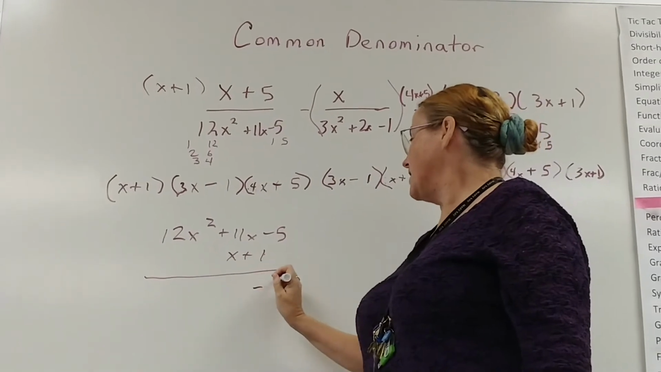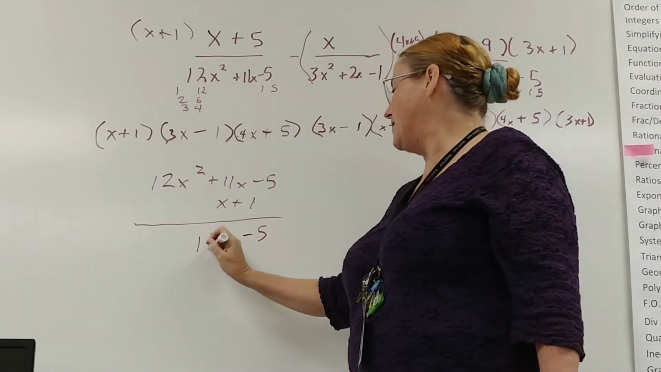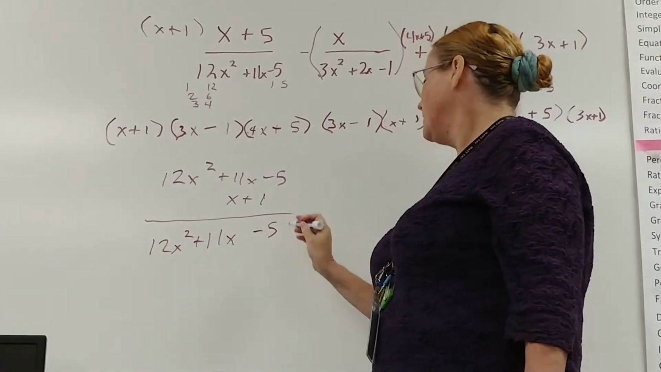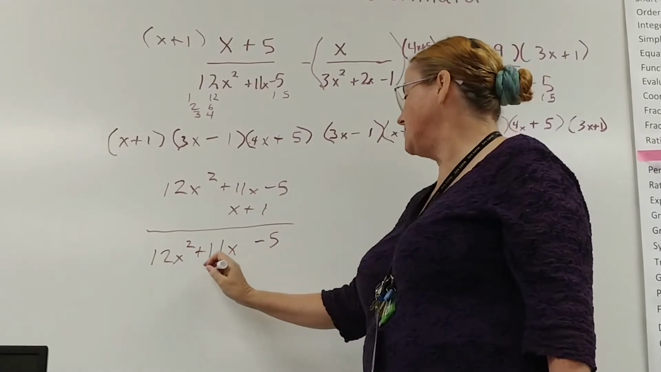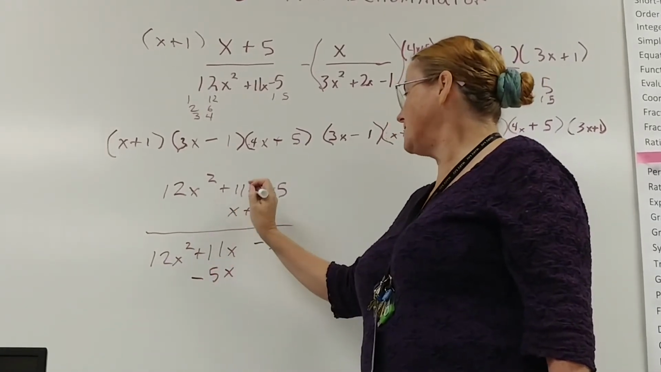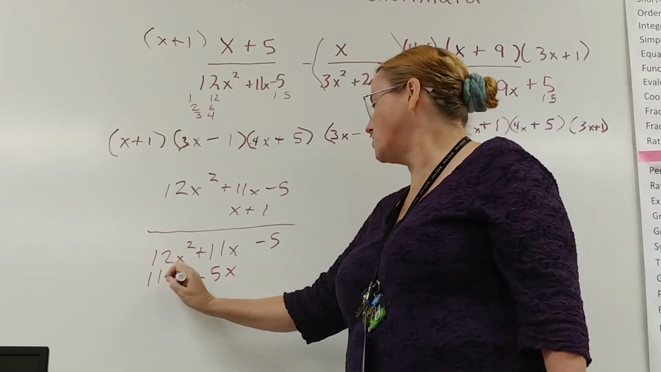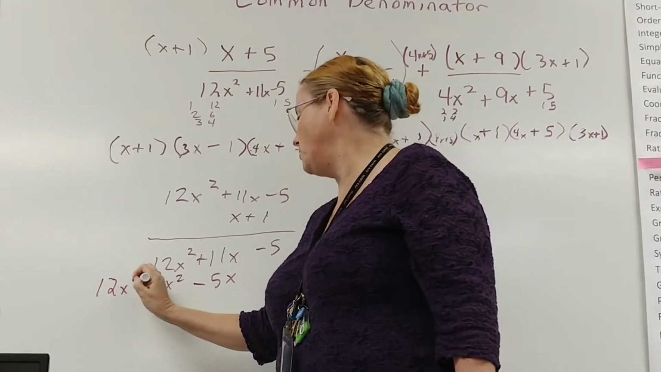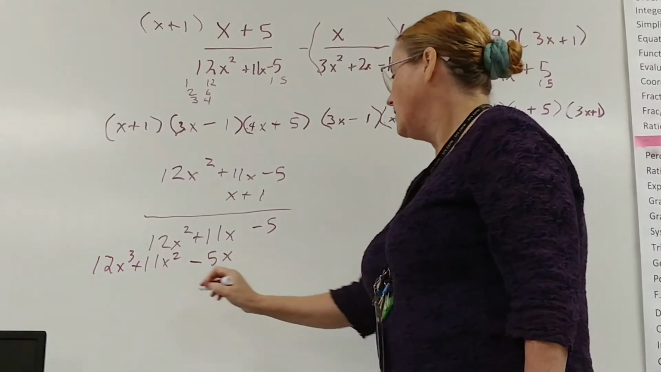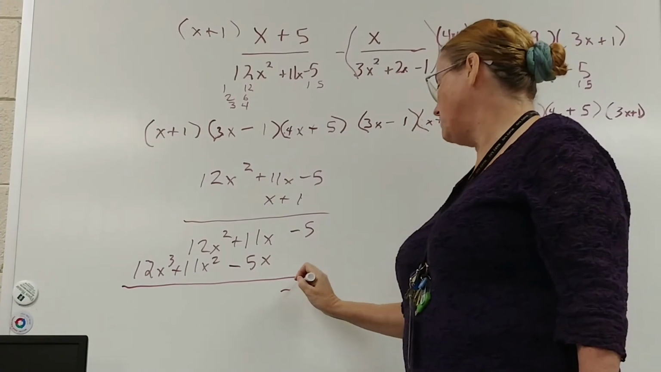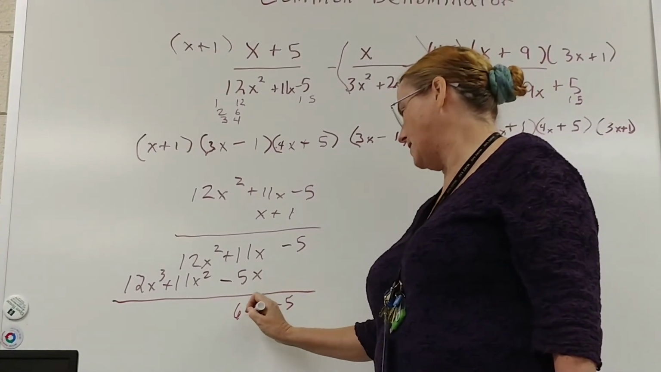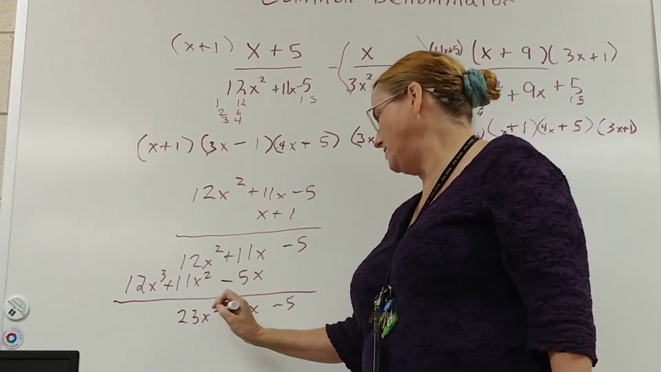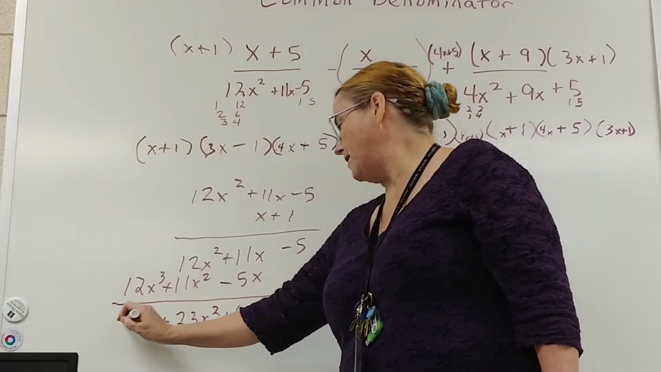1 times negative 5 is negative 5. 1 times 11x is 11x. 1 times 12x squared is 12x squared, and you put a plus there. Then x times negative 5 is negative 5x. X times 11x is 11x squared. X times 12x squared is 12x cubed, with a plus in there. You would then add them up, just like you do regular numbers. Minus 5, 6x, 23x squared. This would have a plus, and plus 12x cubed.